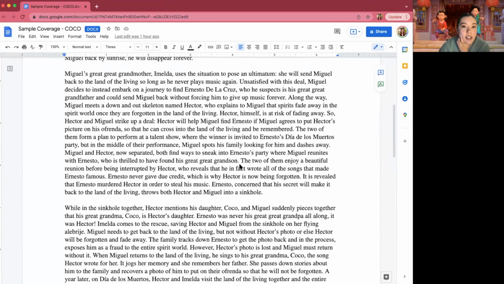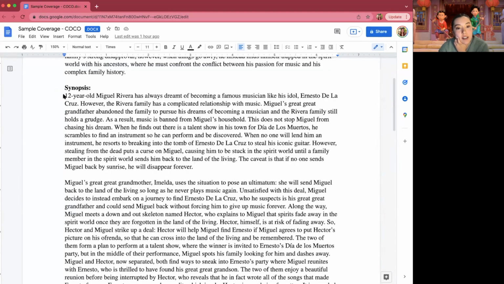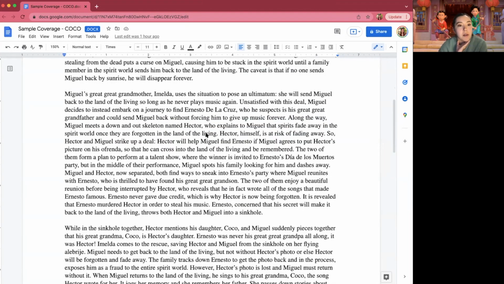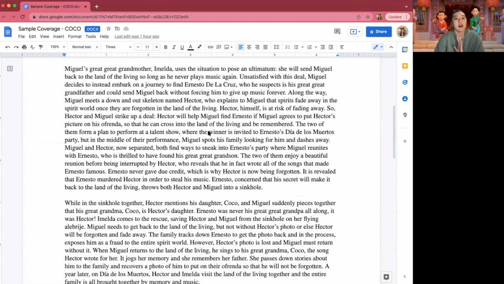So now getting into Act 2. In this first paragraph, it's establishing the world and then setting up what's about to happen, right? Like the inciting incident. And he's like, okay, now he's stuck in the spirit world. He's in a pickle.